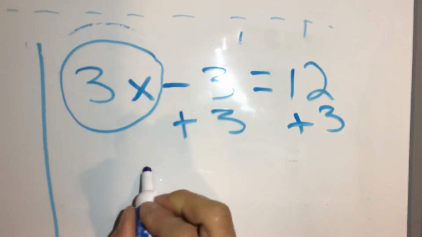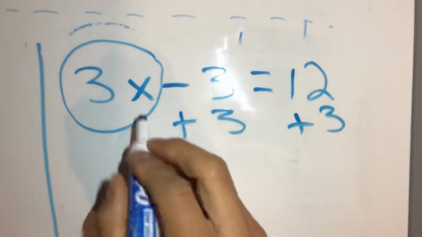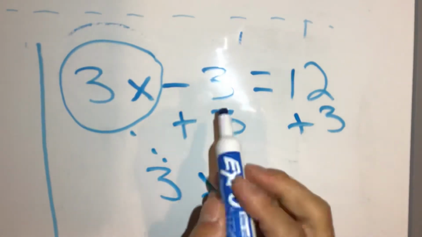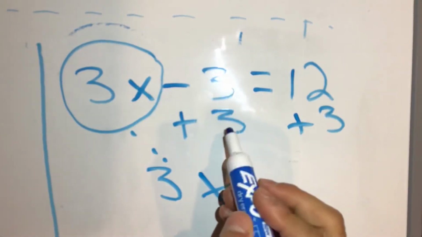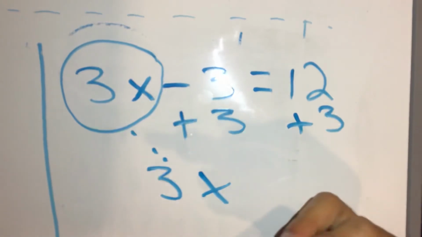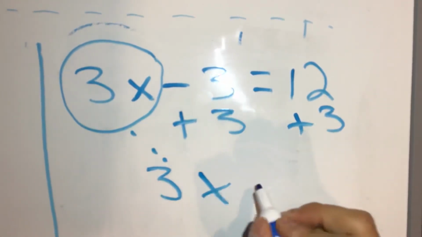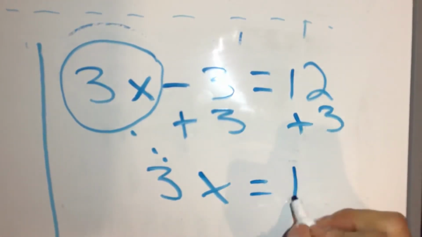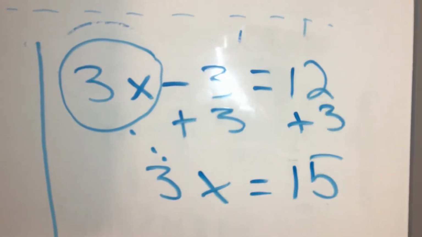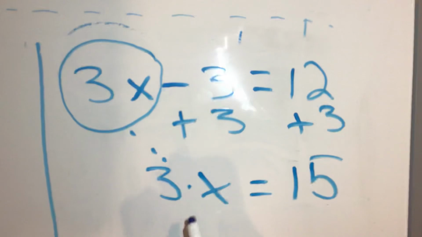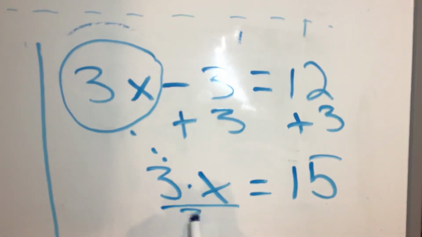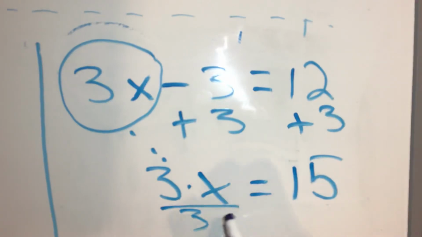So I have now 3x. Remember, bring them down. Negative 3 plus 3 is 0. You lost $3. You found 3. You're back at 0. So 3x equals 12 plus 3, which is 15. And like we were before, back to a one-step equation. The opposite of multiplying by 3 is dividing by 3. Whatever you do to one side, you must do to the other.